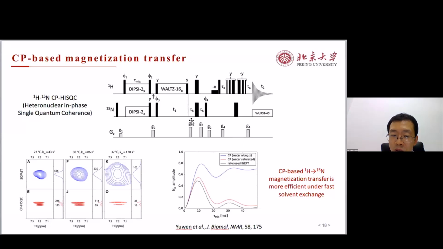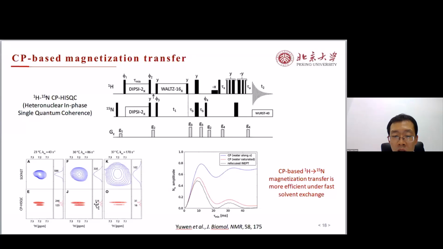Here I show two examples where cross-polarization is more useful. One experiment is called the proton-nitrogen CP HSQC experiment. It's just an alternative version of HSQC, but instead of INEPT, it uses cross-polarization to transfer from proton to nitrogen. The reason we want to do that is for certain systems with fast solvent exchange. According to the simulation results, we see the CP-based magnetization transfer is much more efficient than INEPT-based transfer. So that's why we prefer to use cross-polarization.